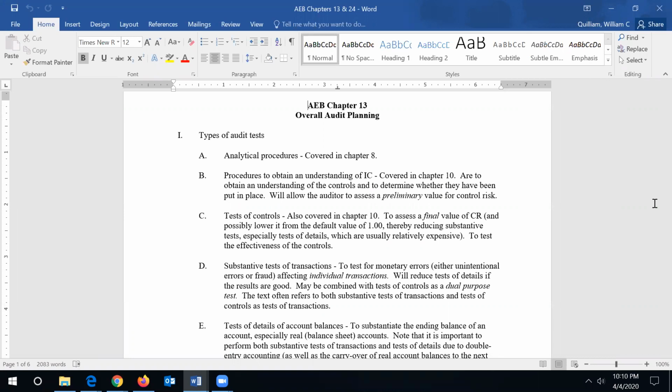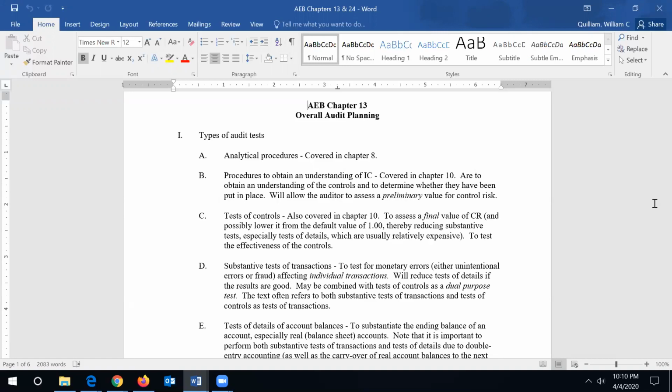We will review the types of audit tests we have. We will see how those are put together in an audit program. And then we will have a small overview of the audit. So first of all, the types of audit tests. We have 5 major ones. And the first, analytical procedures.